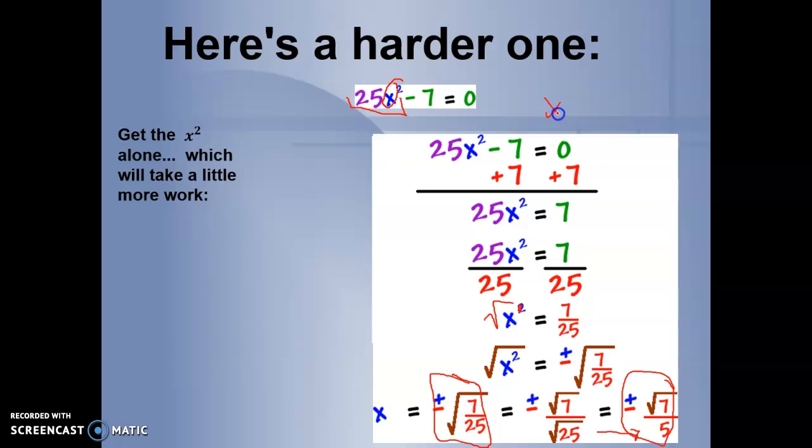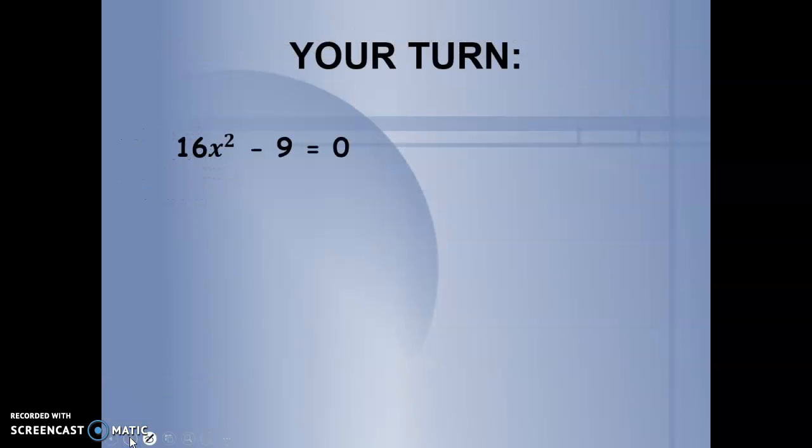Remember that for x squared terms, when you finish, you must have two answers, a positive and a negative, if we're doing roots. So make sure you get two answers. All right, let's try this one. Another one that's a little bit harder.